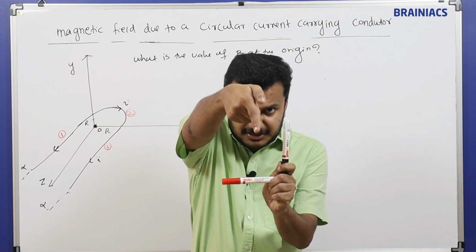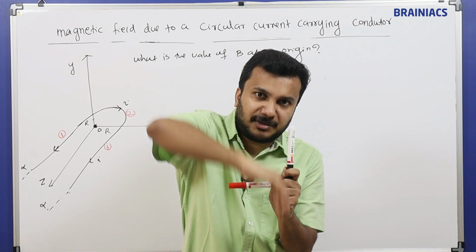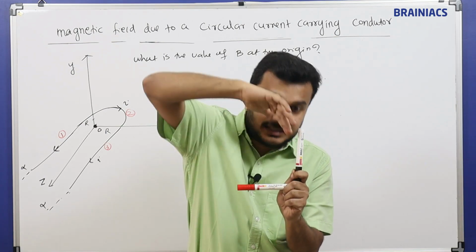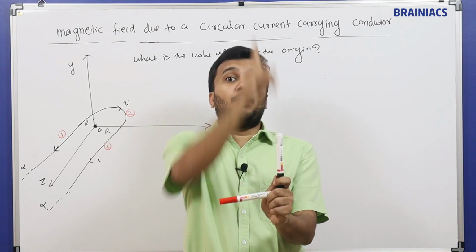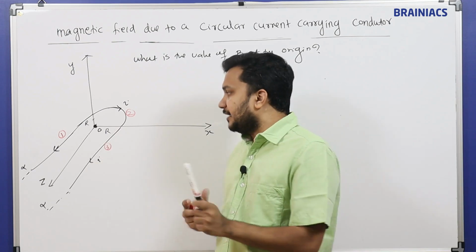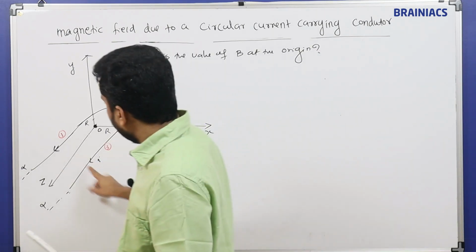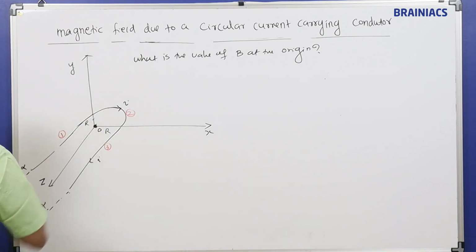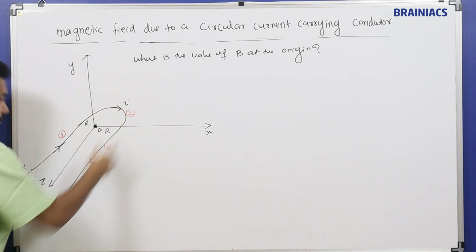The current is coming straight into me. If I hold it like this, which way are my fingers going? It is downside. Downside means minus j. Upper, top, is plus j. Downside is minus j. So this is the magnetic field due to conductor number 3. One second. This is coming inside and taking a rotation going outside.